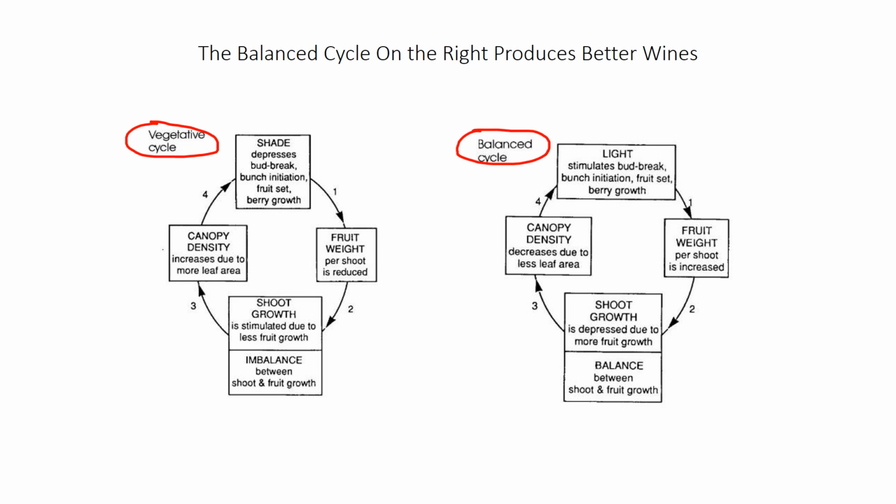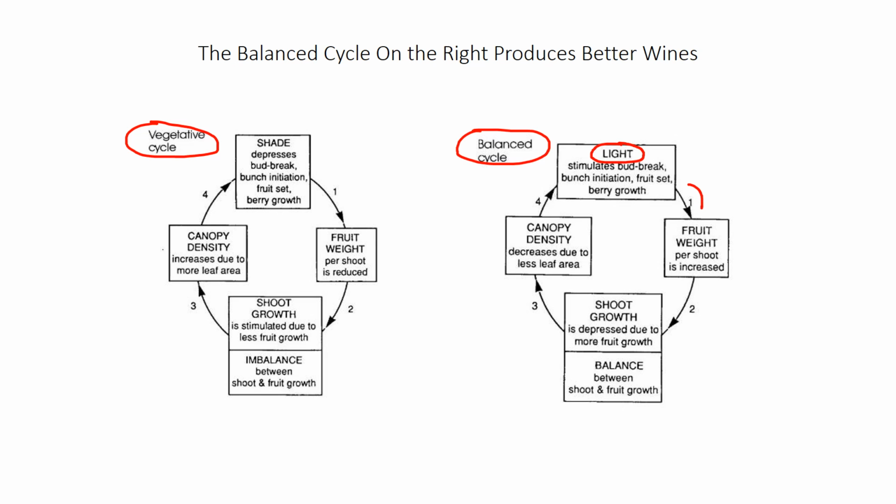And so this cycle is self-reinforcing. Let's start at the top. If we have a decent amount of light on our bunch, on our grapes, we're going to stimulate bud break. That's when the buds actually push out at the beginning of the season. Bunches will get nicely initiated. Light will help with fruit set and with berry growth. Fruit set is when flowers become berries, and berries are how we refer to grapes, and berry growth will be helped by light. So light will increase all these factors.